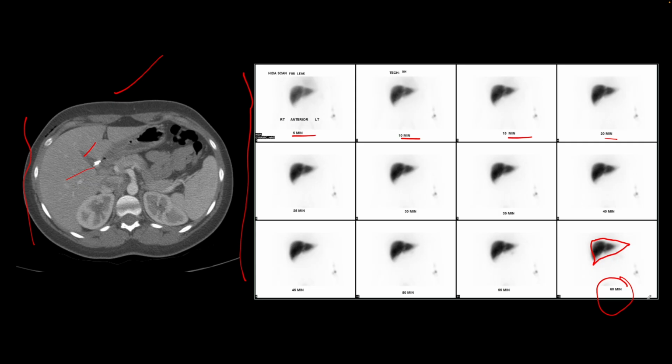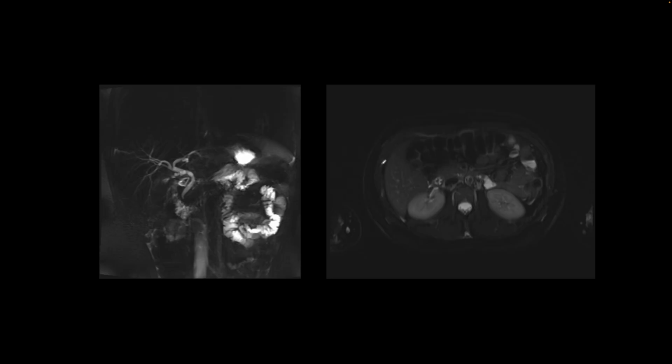So the next step for this patient's evaluation would be an MR of the abdomen along with MRCP. So these are the MRCP images. This 3D image shows the left and right sided bile ducts, the CBD, and we see the cystic duct remnant, but we don't see a part of the CBD where it extends to the ampulla. That part is absent.